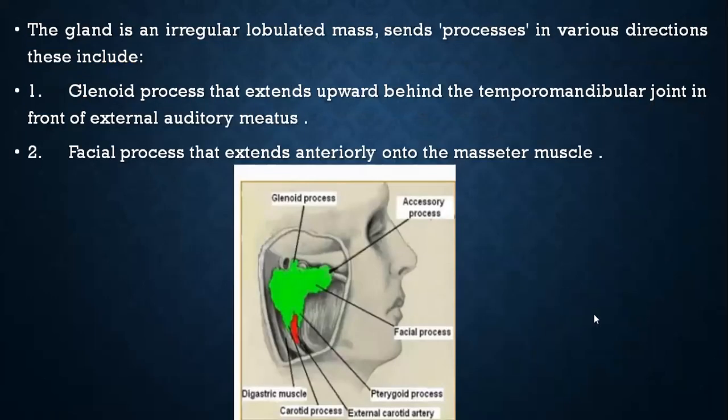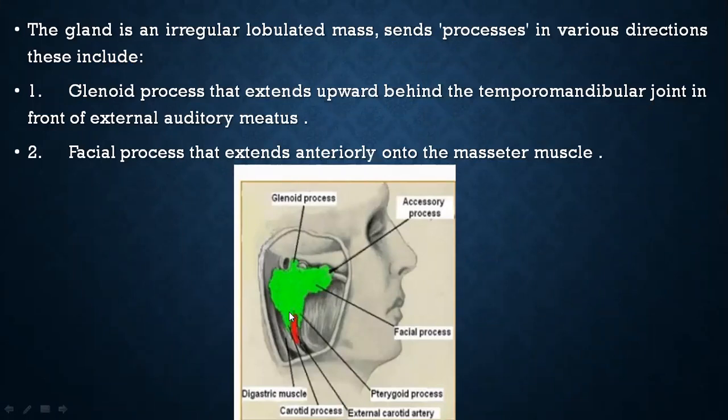The gland is an irregular lobulated mass. It is irregular and sends processes in various directions, because you can see these projections are called processes, and those include the glenoid process that extends upward behind the temporomandibular joint in front of the external auditory meatus, and the facial process that extends anteriorly onto the masseter muscle. You can see this facial process, you can see this glenoid process. Another process you can see extending down.